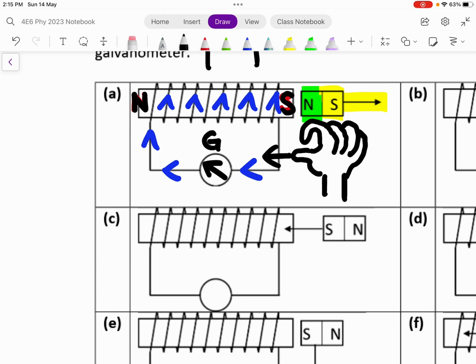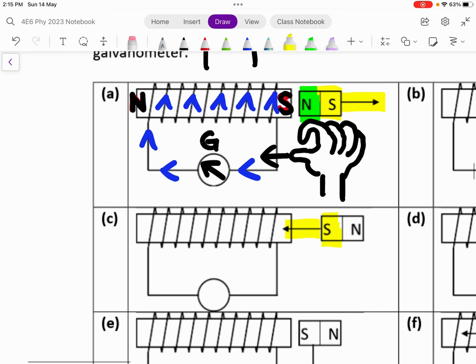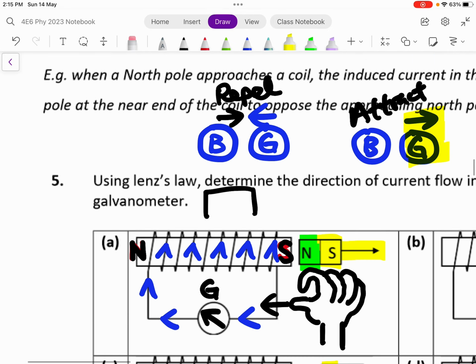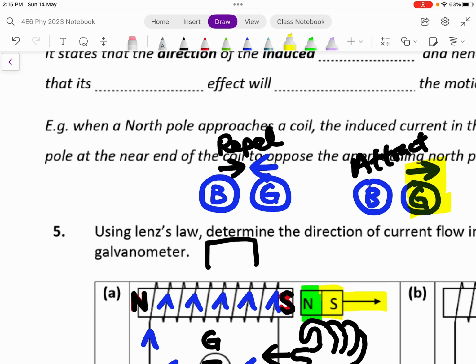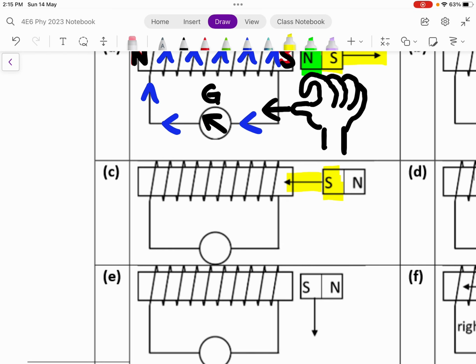Let's say C. Now the south pole is approaching, so meaning that the girl becomes very sticky. So when the girl becomes very sticky, the boy will take her for granted and want to repel this very sticky girlfriend in most Korean drama.